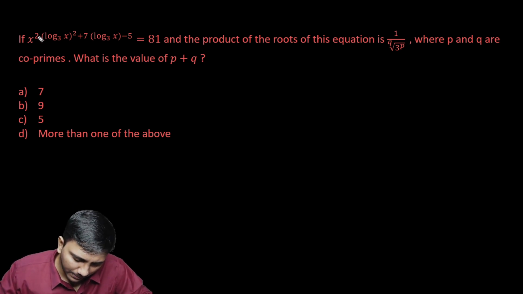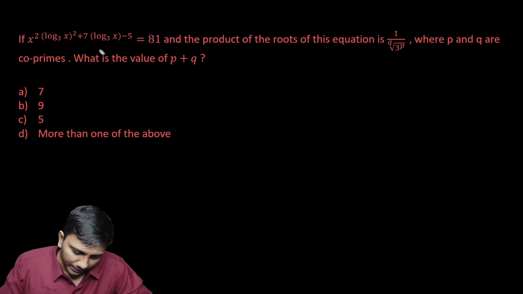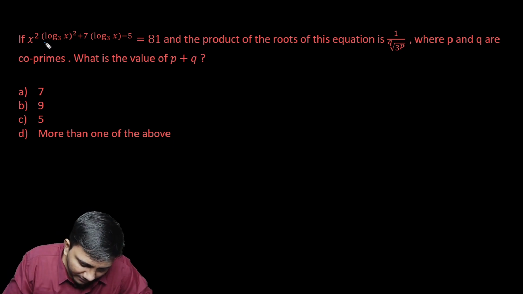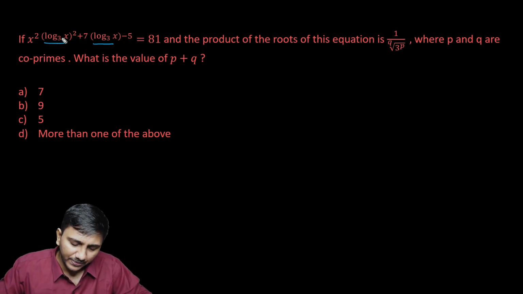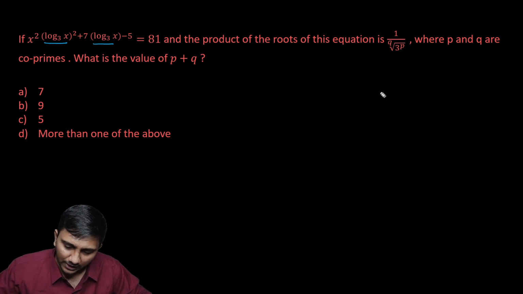If x to the power 2 into (log x to the base 3) whole squared plus 7 into log x to the base 3 minus 5 is 81, and the product of the roots of this equation is given, where P and Q are co-primes, what is the value of P plus Q? Okay, I could see that we have log x to the base 3, log x to the base 3 here. So let me replace that with something so that I'll have a proper quadratic in the power. So let's do that.